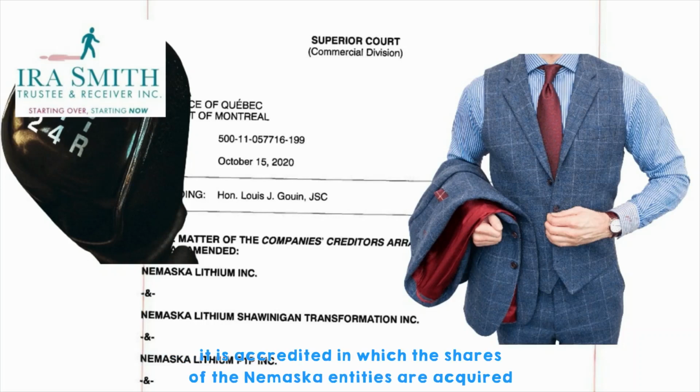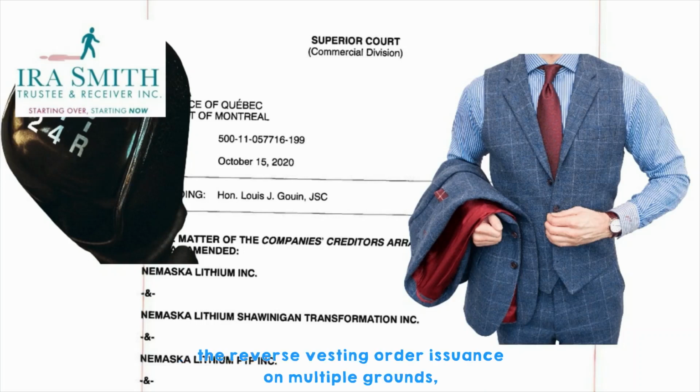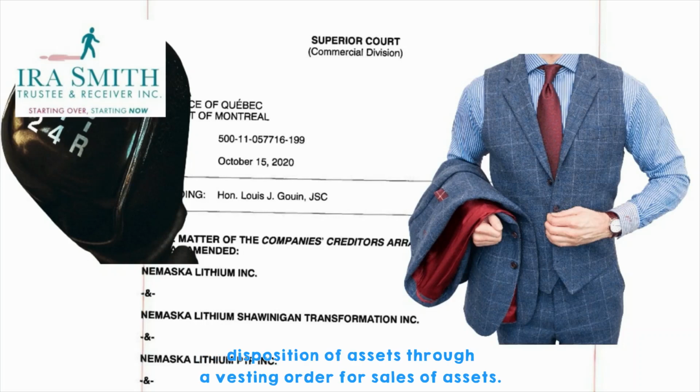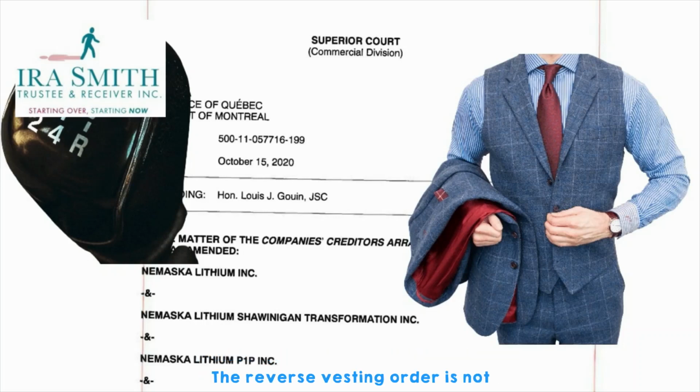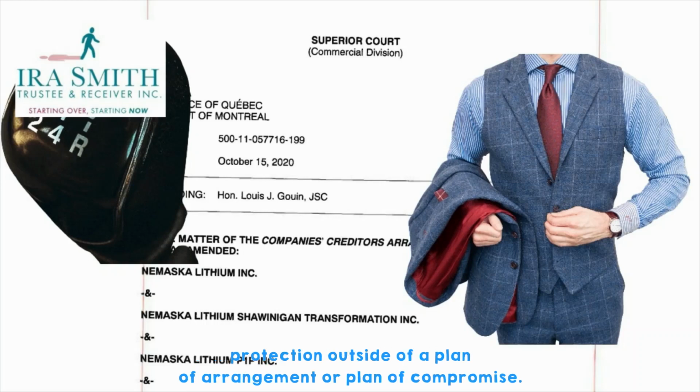In essence, it is a credit bid in which the shares of the Nemaska entities are acquired in exchange for the assumption of the secured debt. A shareholder, who was also an alleged creditor, filed motions opposing the reverse vesting order issuance on multiple grounds, including: a vesting order cannot be granted for anything other than a sale or disposition of assets through a vesting order for sales of assets. The reverse vesting order is not permissible under the CCAA because it allows the Nemaska entities to exit CCAA protection outside of a plan of arrangement or plan of compromise.